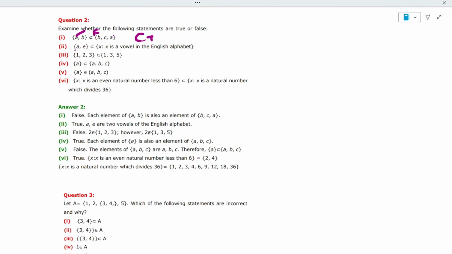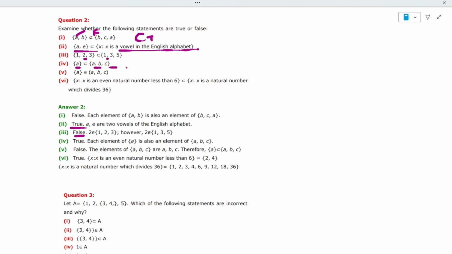Now let's see, a, e belongs to vowels in the English alphabet. Yes, it belongs to, so we have written true. 1, 2, 3 belongs to 1, 3, 5? No, 2 is not here as we can observe, so we have written false.